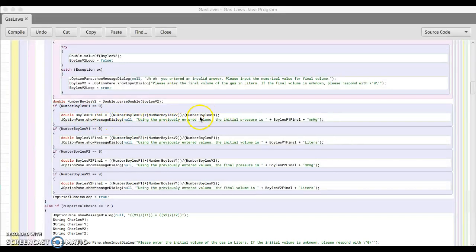And using this value that is calculated by the program, the user sees, using the previously entered values, the initial pressure is, and then blank, which the number is inputted into, and then I put the unit millimeters mercury.